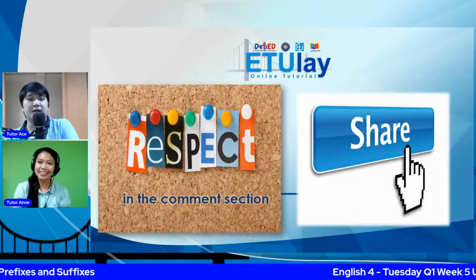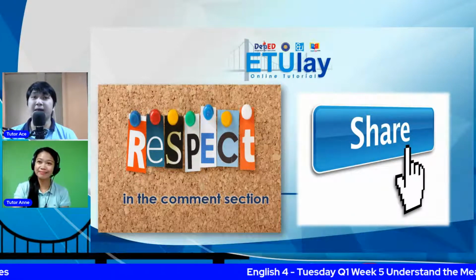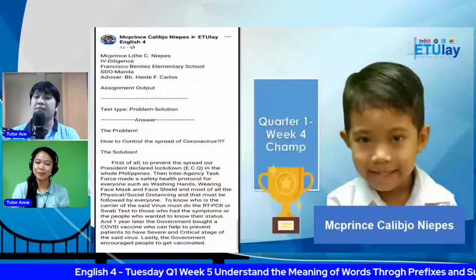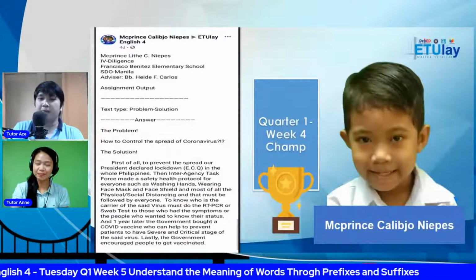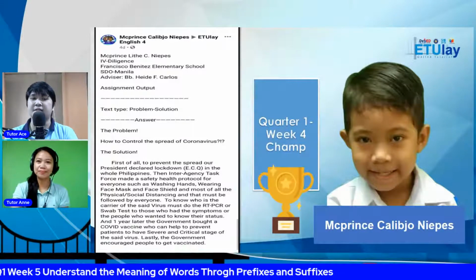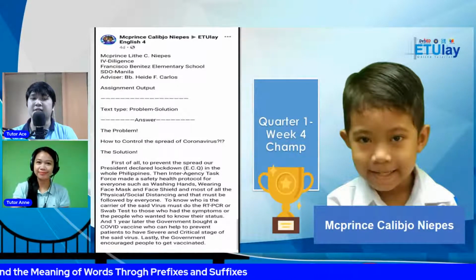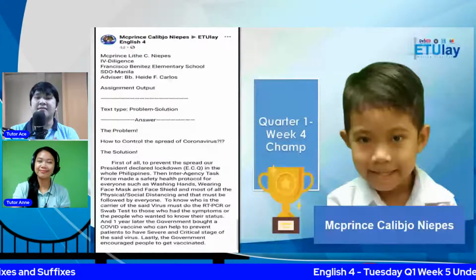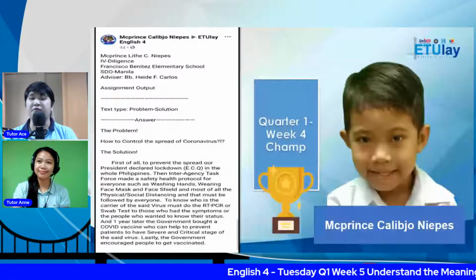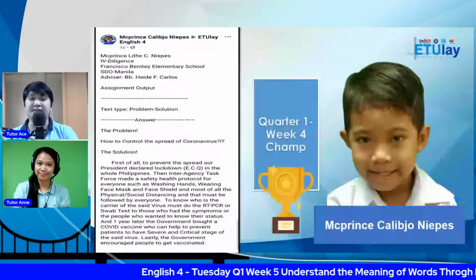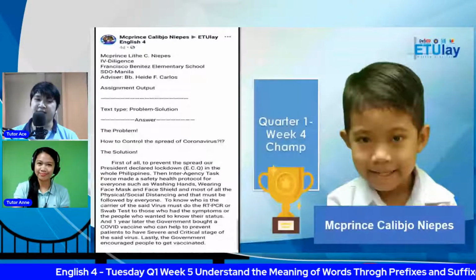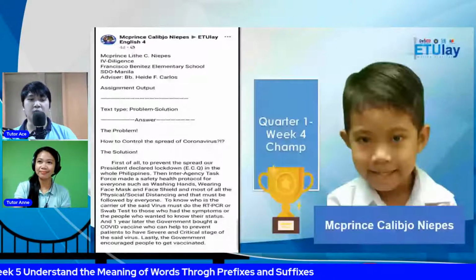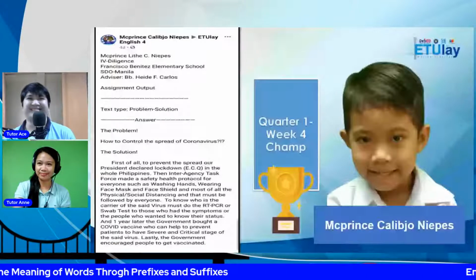And by the way, Tutor Ann, if you can recall, nagbigay tayo ng challenge last week, right? We gave them a challenge to send in the written output. Yung tipong magko-compose sila ng isang 5-sentence paragraph of their chosen text type. And I'm so happy and proud to say that we determined our quarter one week 4 champ. Dear students, teachers, and parents, may I present to you the work of Prince Calibho Niepes, our quarter one week 4 champion.